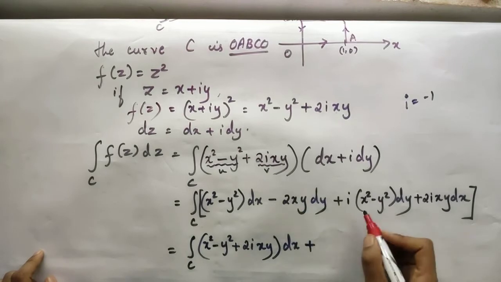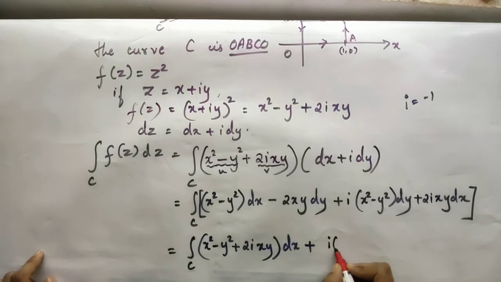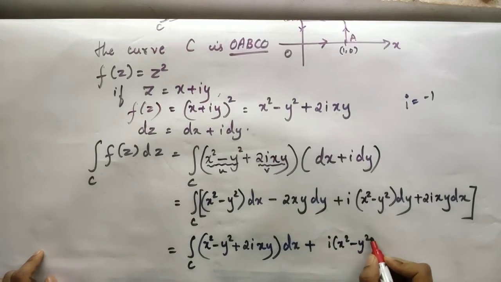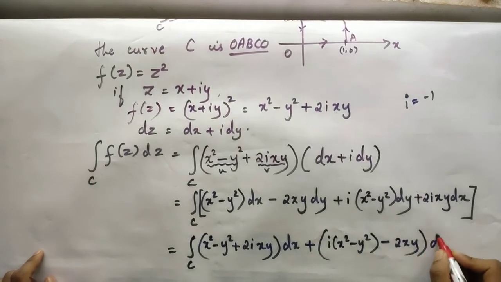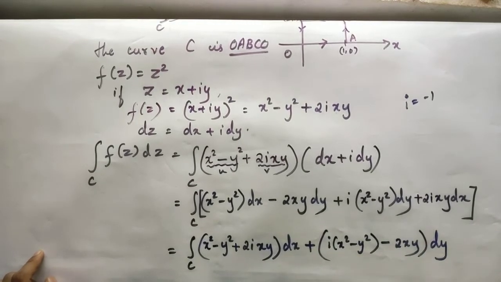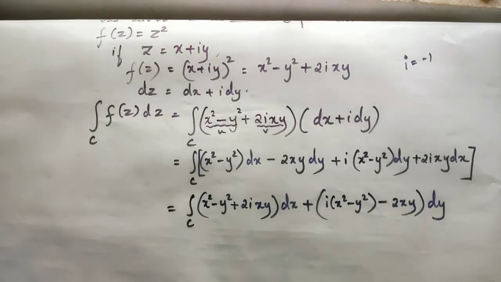Now write all the dy terms to one side. It is i into x square minus y square minus 2xy, this into dy. This is the dx term, these are the dy terms, nothing else. No need to separate the real and imaginary parts. We can proceed with the solution in just a simple way like this.